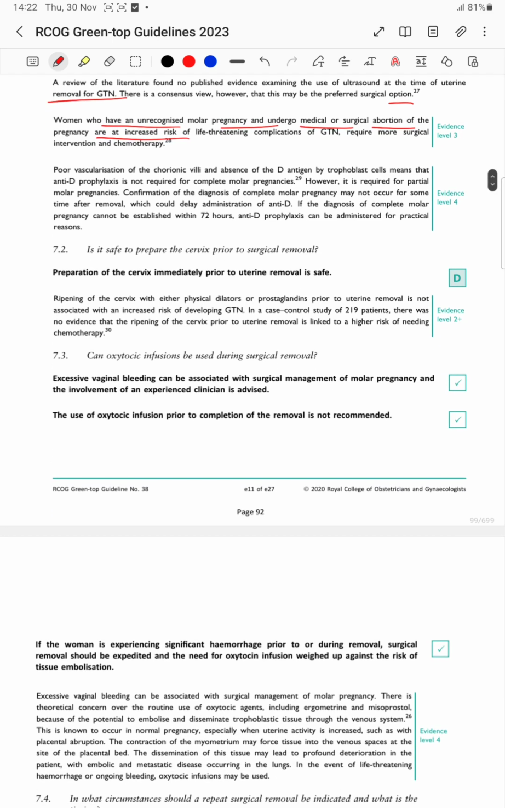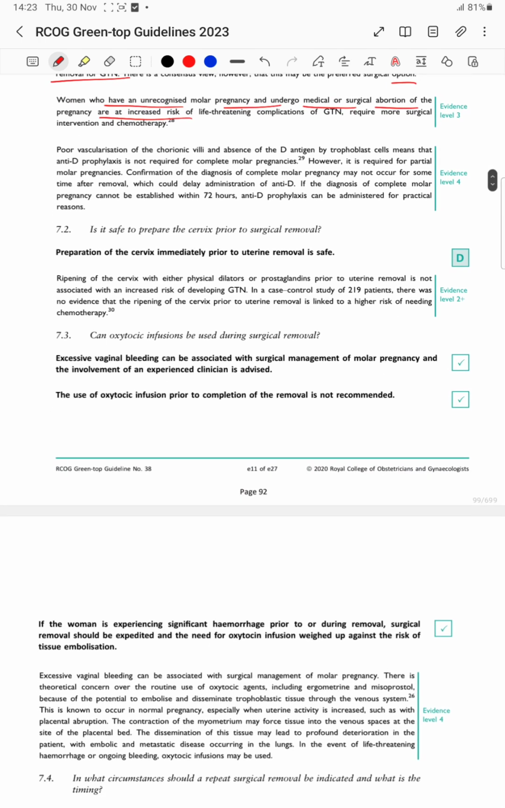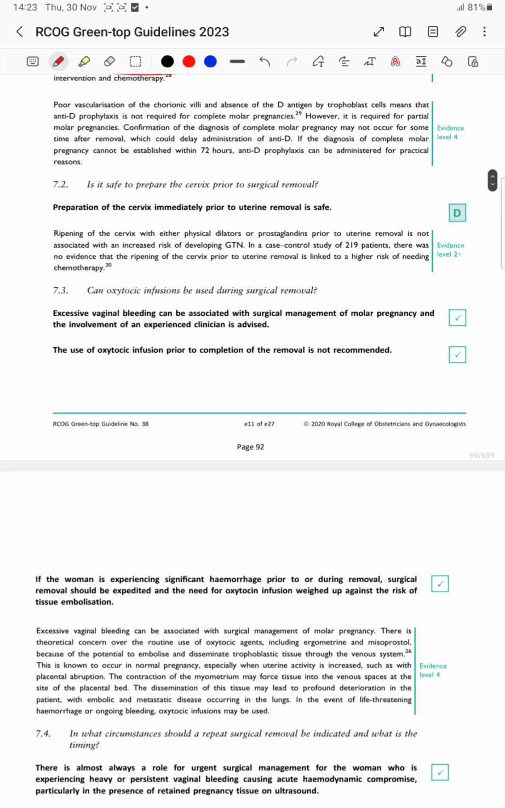The poor vascularization of the chorionic villi and the absence of the D antigen on the trophoblast cells mean that anti-D prophylaxis is not required for complete molar pregnancies. However, it is required for partial molar pregnancies. Confirmation of the diagnosis of a complete molar pregnancy may not occur for some time after the removal, which could delay the administration of anti-D.